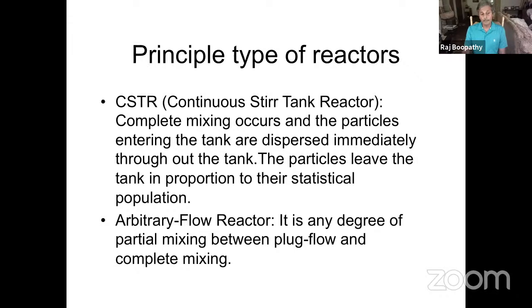And then the arbitrary flow is a kind of partial mixing in between a plug flow and a complete mixing. So you put a baffle inside the system. So instead of putting a mixing device, the baffle will create a partial mixing in the reactor. So any commercial reactor falls within these 4 principal types of biological reactor. So let's look at some of the pictures.